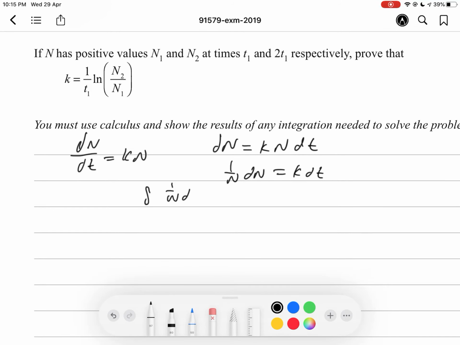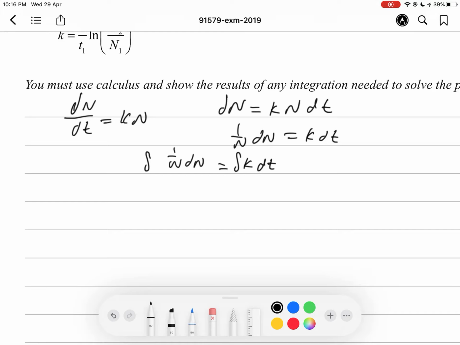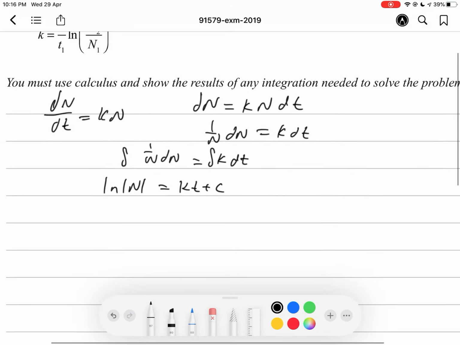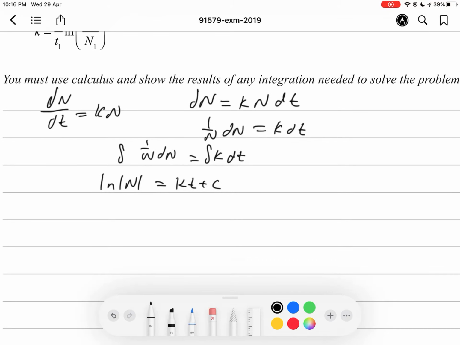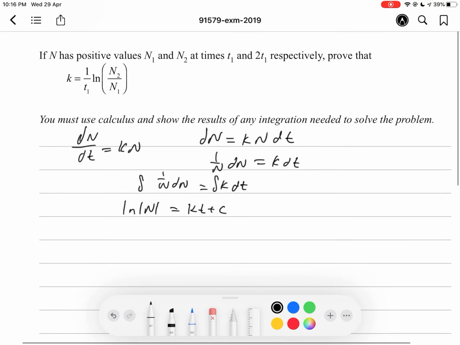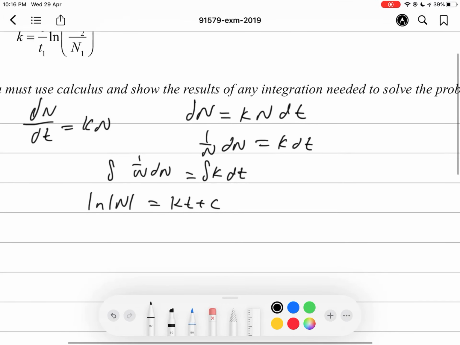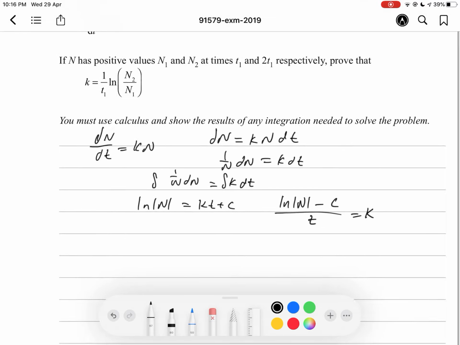We can say the integral of 1 over n with respect to n equals k times the integral with respect to t. The integral of 1 over n is ln of n, and that is equal to kt plus c. We're trying to find k, so make k the subject of the formula. Instead we will have ln of n minus c, divided by t, equals k.